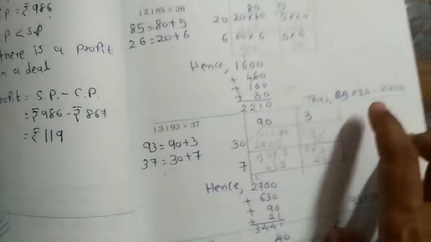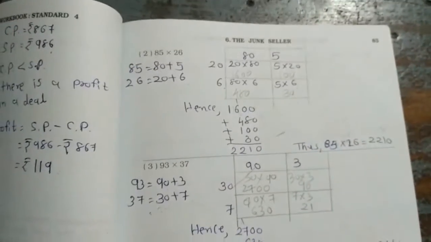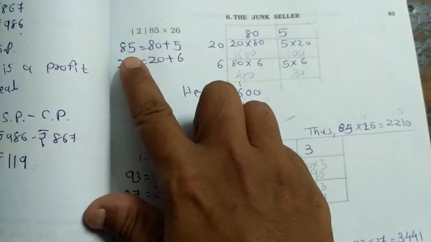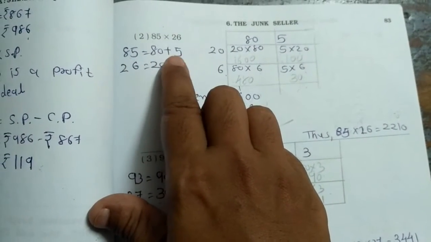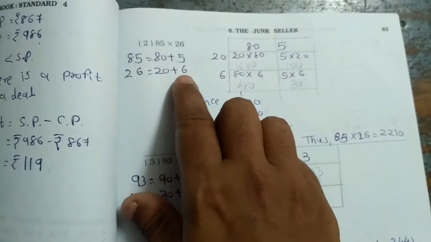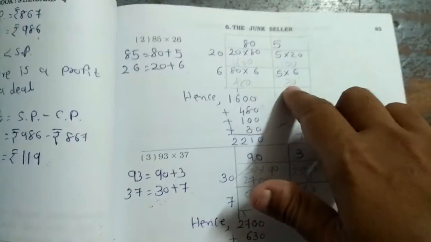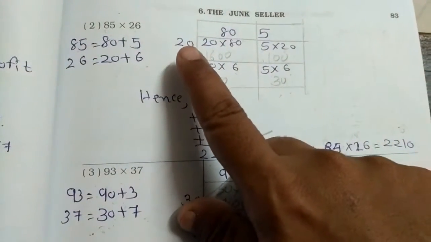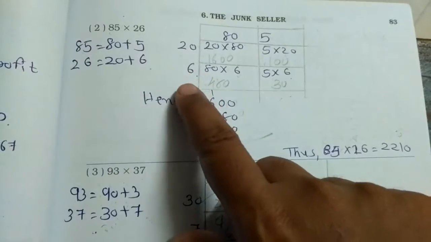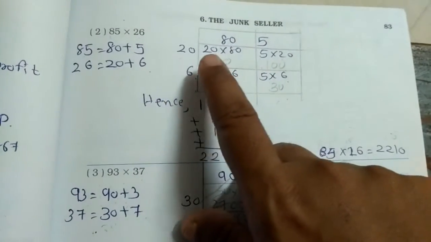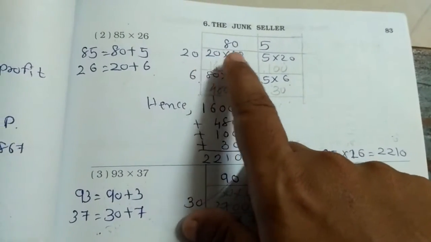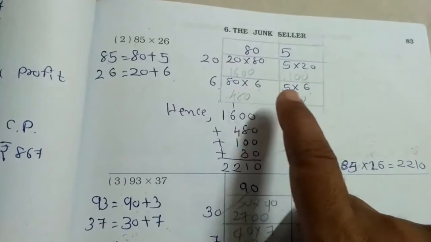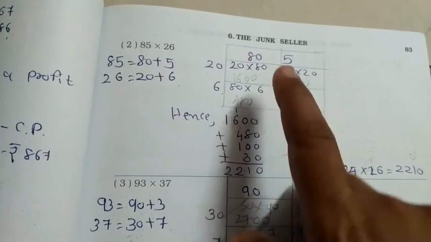Look at the second question. Here it is 85 multiplied by 26. So 85 is equal to 80 plus 5 and 26 is equal to 20 plus 6. Arrange these numbers in the table, then do the cross multiplication. 20 multiplied by 80 and 6 multiplied by 80, right? So 20 multiplied by 80 is 1600 and 80 multiplied by 6 is 480.